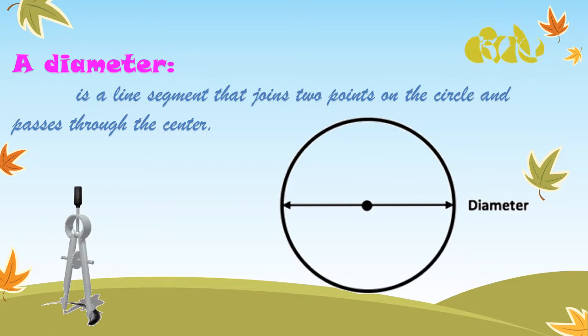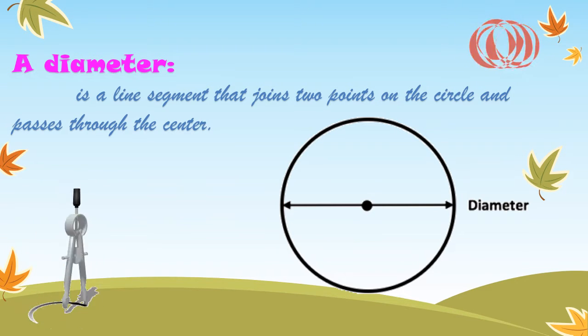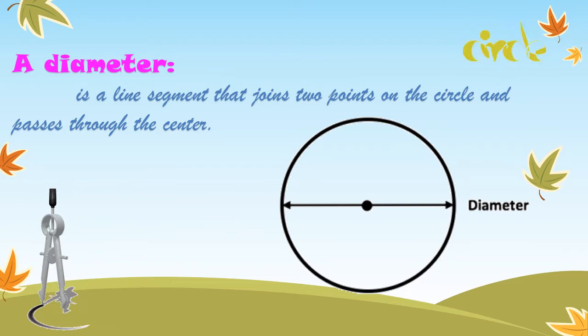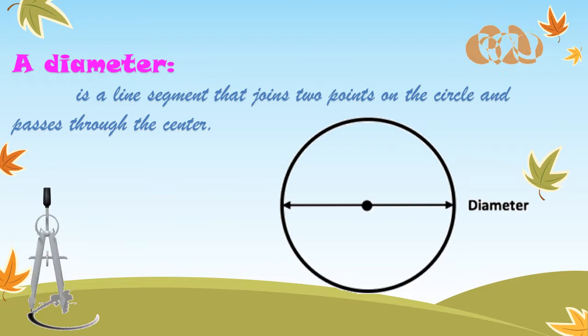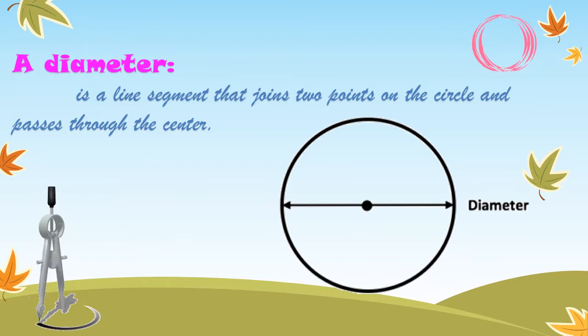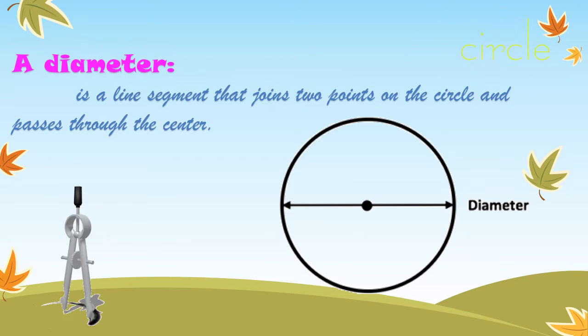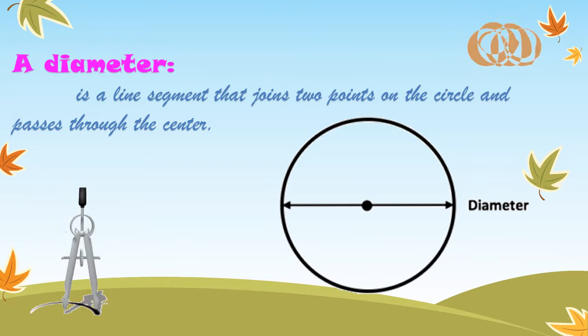What about the diameter? We name it small d, and the radius small r. The diameter is a line segment too that joins 2 points on the circle. Any 2 points? Yes, any 2 points, but I have only one condition to call this line segment a diameter. This condition is that the line segment passes through the center.